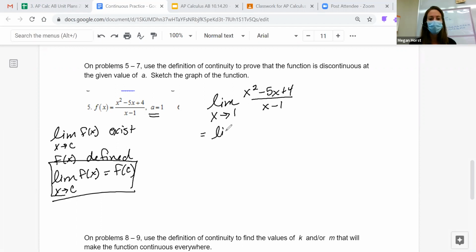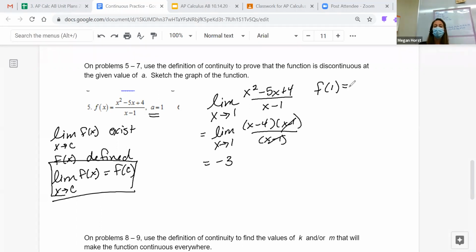So we have the limit as x approaches 1. Let's see if I can factor here. I have an x subtract 4 and an x subtract 1, so I can. And then I can sub that in, so I find out that my limit here equals -3. Now let's figure out what f of 1 is.